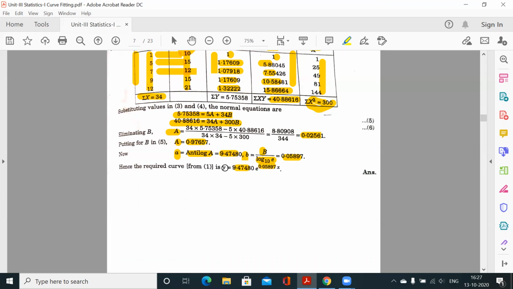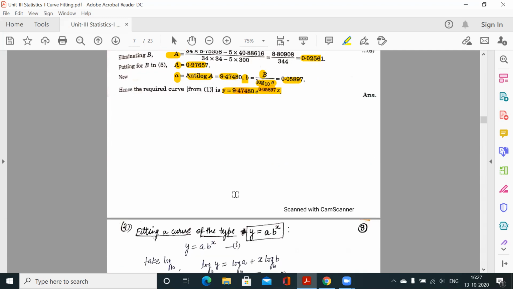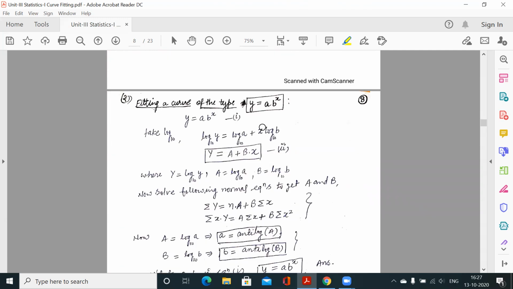So this is our curve: y is equal to a e to the power bx. The same process is there. The only difference is we have converted the exponential curve into a straight line. Clear? Now the same process.